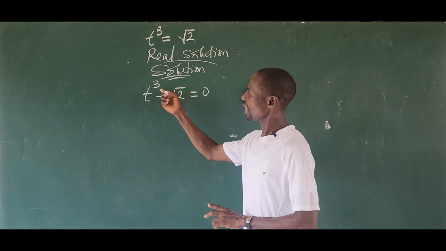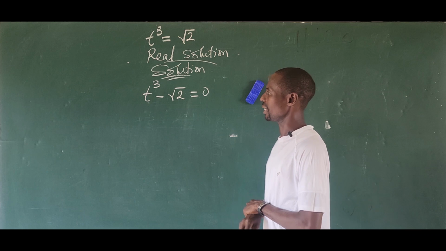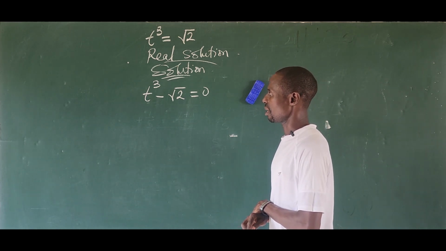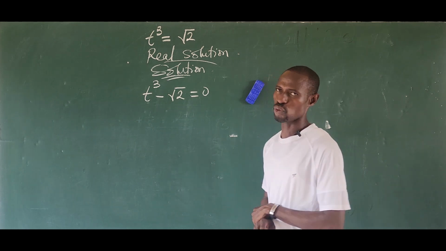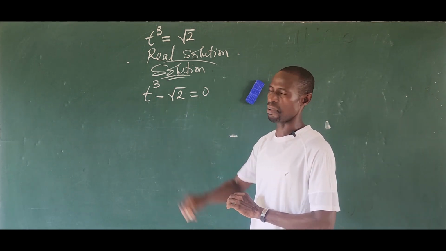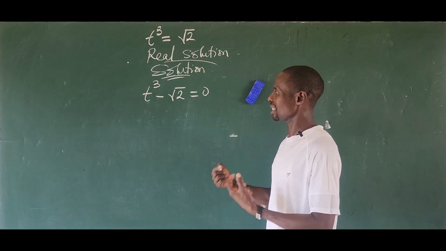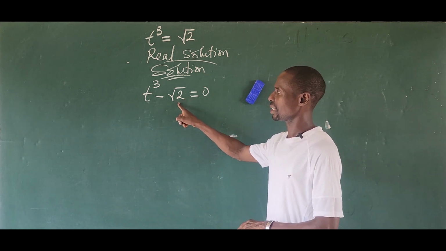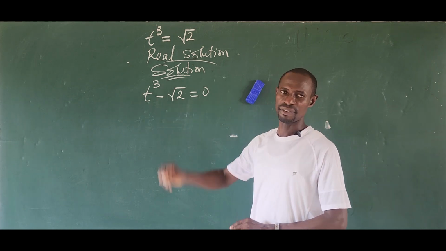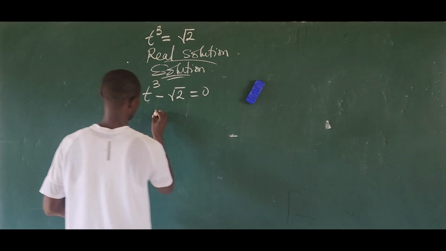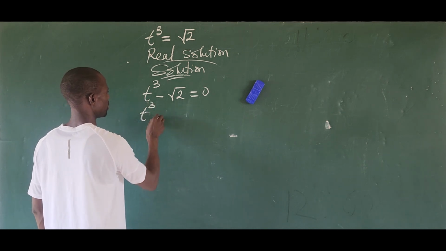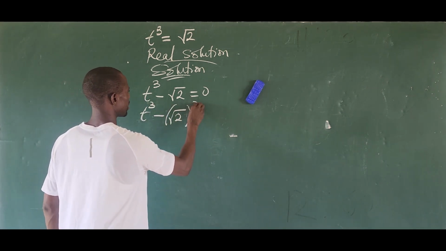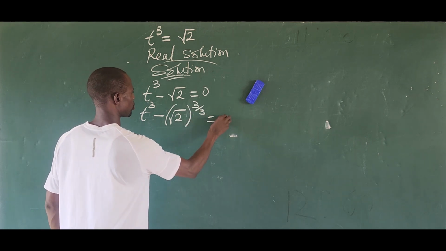With this power we have here, there's no way we can rewrite our t to the power of 3 to give us a difference of 2 squares, in other words to raise this to the power of 2 without t still playing out of the system. So what we do here is to rewrite this to enable us achieve a difference of 2 cubes. So this could be written as t to the power of 3, then minus the square root of 2 all raised to the power of 3 all over 3 equal to 0.